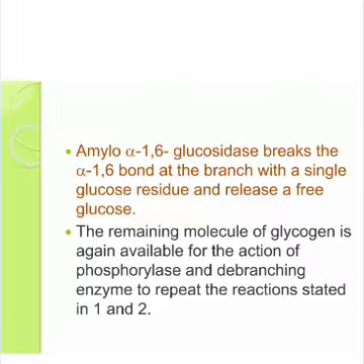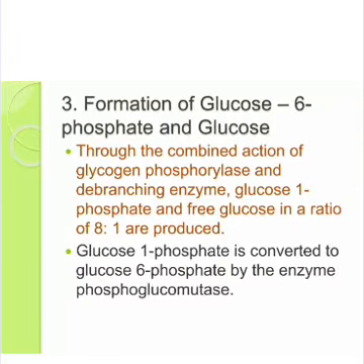Amylo alpha 1,6 glucosidase breaks the alpha 1,6 bond at the branch with a single glucose residue and releases a free glucose. The remaining molecule of glycogen is again available for the action of phosphorylase and debranching enzyme to repeat the reactions stated in 1 and 2.